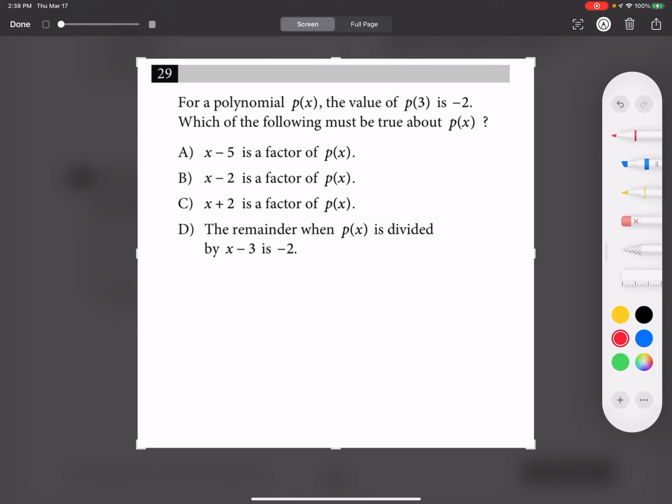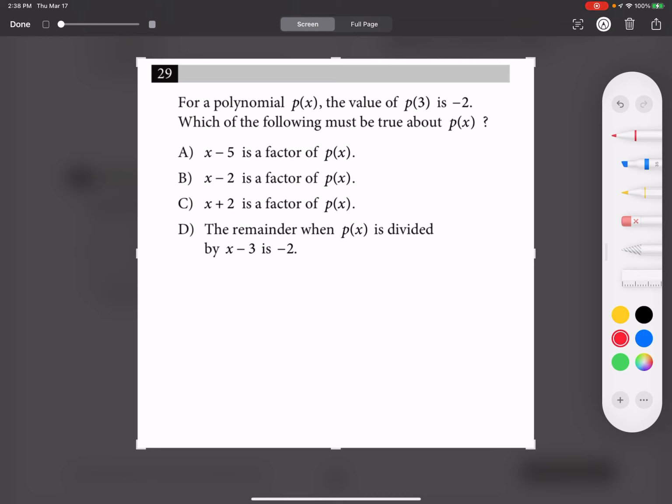For a polynomial p of x, the value of p of 3 is minus 2. Which of the following must be true about p of x? Okay, I'll take my time to solve this question. I know you don't have time in the SAT, but we are studying this question.